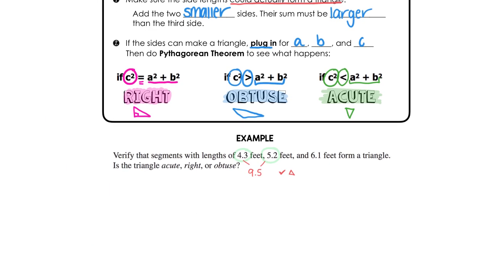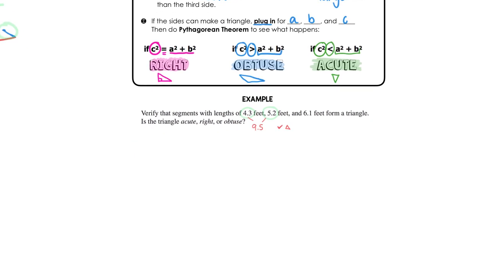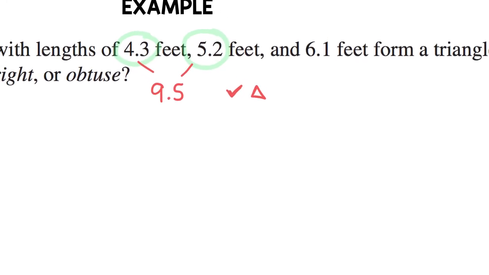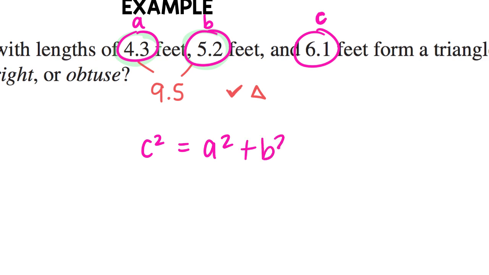Okay, so let's go ahead and figure that out for this first example. We're going to basically just do Pythagorean theorem. So here's our 3 side lengths. We already figured out that they'll definitely make a triangle, right? They're long enough to make a triangle. Now we're going to figure out what kind of triangle. So the first step is to label a, b, and c. Now we know that 6.1 has to be c because that's the biggest one. So then we can just call these a and b. And then we're just going to do Pythagorean theorem. Now when I do these problems, I like to write Pythagorean theorem kind of backwards like this. I know we're not used to seeing it like this, but I like to put the c squared first.